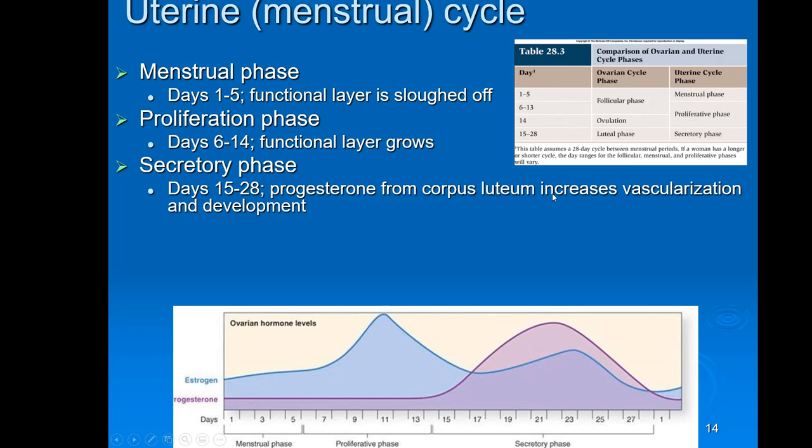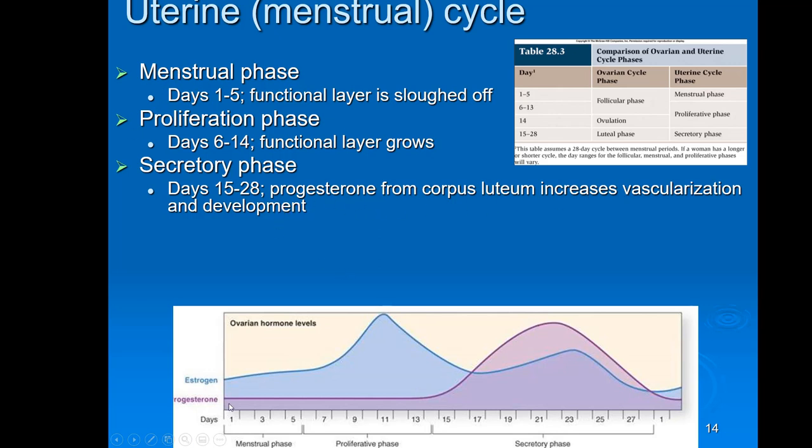Progesterone from the corpus luteum keeps vascularizing the functional layer, and it helps it grow. Now remember, if no fertilization takes place, the corpus luteum would become the corpus albicans, progesterone would drop, and the lining would come off, the functional layer would come off, and that takes us back here to the menstrual phase. If fertilization did take place, remember that HCG would continue to maintain the lining of the uterus, so you would not go into that menstrual phase.